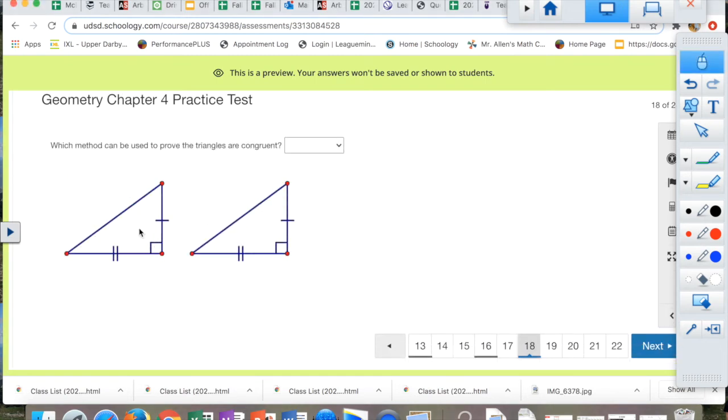This one's not hypotenuse leg, even though it's a right triangle. I got a side, then the angle, then the side. Side, angle, side. So what am I going with? I'm going to use side, angle, side.